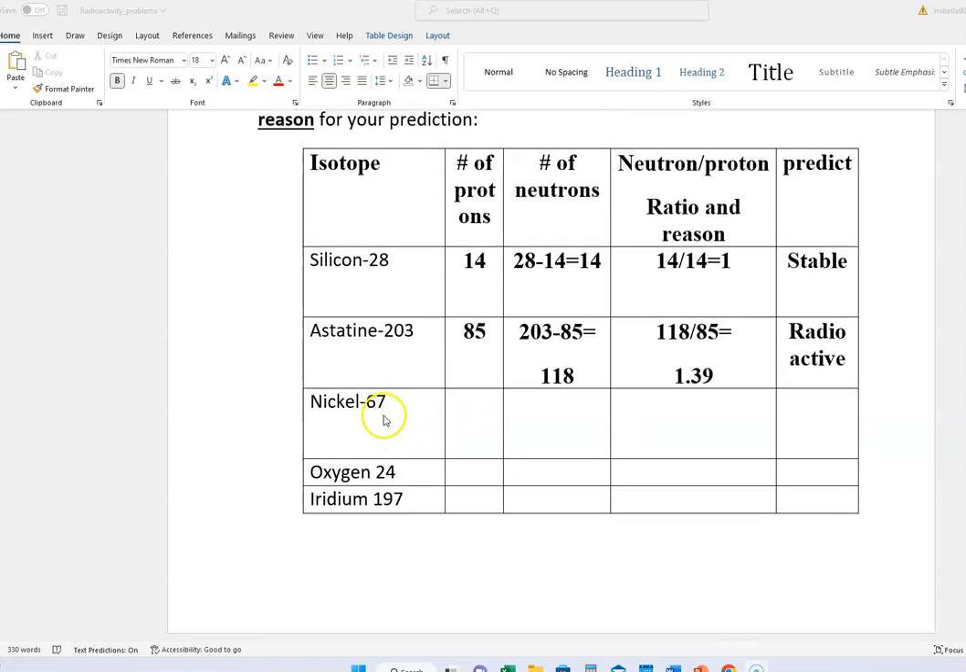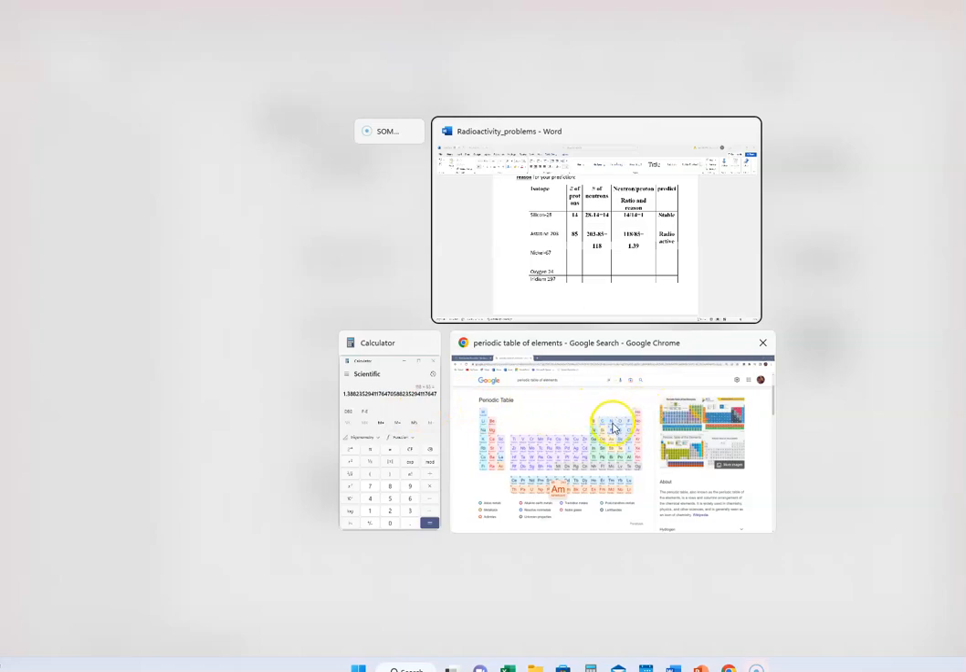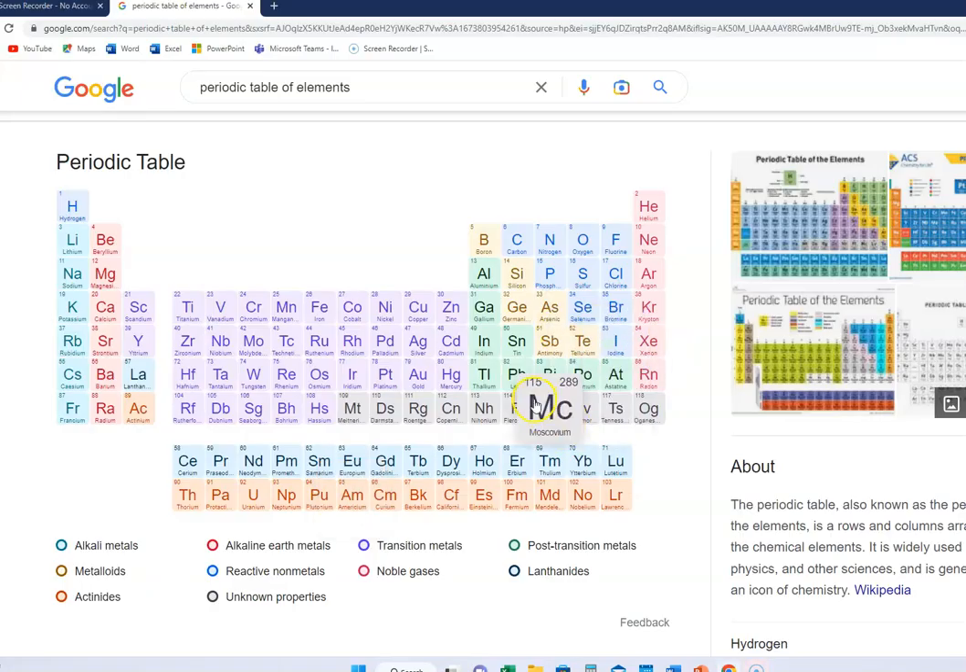All right, the next one, of course, is nickel 56. So we've got to look up nickel. All right, so nickel is right here. So nickel is element 28. Remember, that's going to be greater than 20. So keep that in mind. So we're going to look for that ratio between 1.5 and 1.25. It's got to be somewhere in there. So this is element 28, and that's really what we need to know from the periodic table.